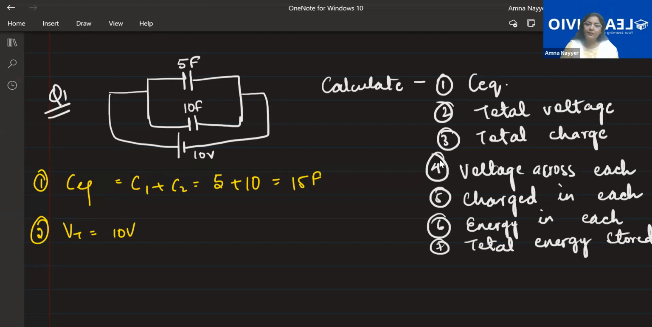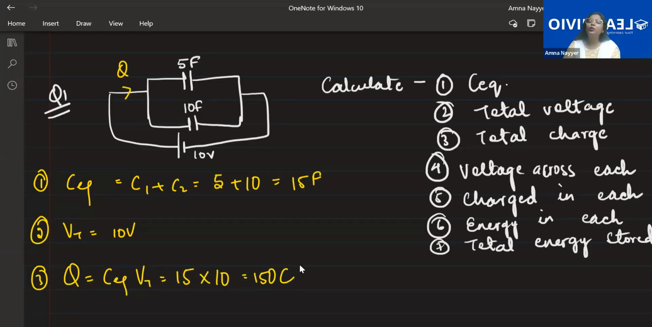Okay. Third part says total charge. Now class, total charge means the charge that will come till here. It will get split, further it will get divided. The third one says we have to calculate the net charge, that is the total charge. For total charge, we are going to use again the same thing, C equivalent into the total voltage. That is 15 into 10, which is 150 coulomb. This is the total charge.